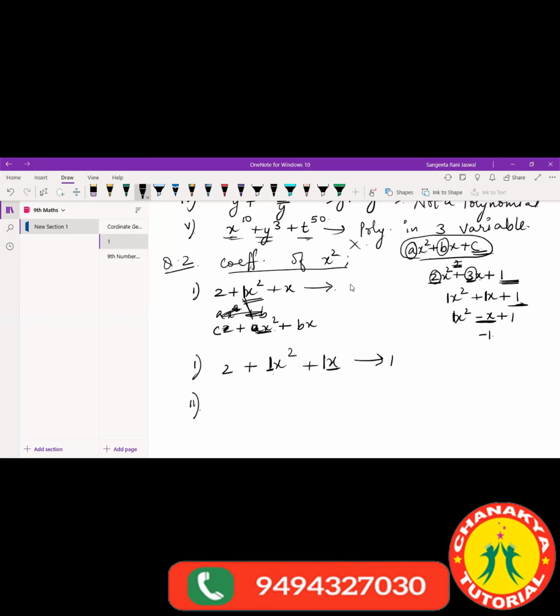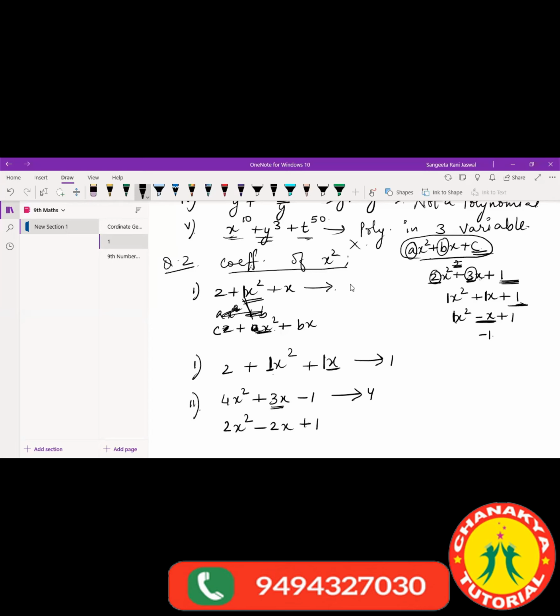I hope you are understanding. Yes, ma'am. 4x square plus 3x minus 1. Now tell me, what is the coefficient of x square? Ma'am, 4. And what is the coefficient of x? 3. Okay. Ma'am, now 1. I'm sorry, the coefficient of x is 3, right? Okay, yes. Now suppose I'm given this equation.